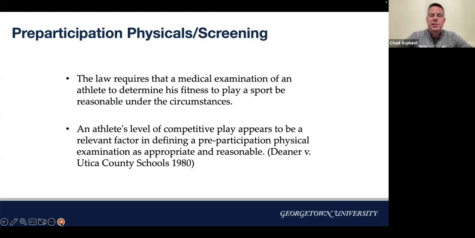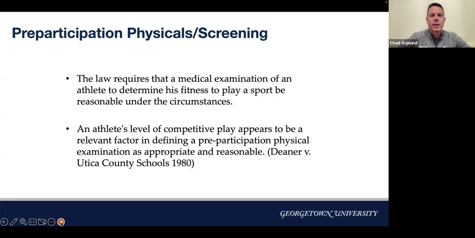So PPEs, pre-participation screening. Having been a sports medicine physician for a long time, you end up doing a ton of PPEs, and some days in the middle of PPE number 123, you're wondering, why are we doing these? Should we even do them? Well, the law requires that a medical examination of an athlete to determine fitness to play be conducted, but be reasonable under the circumstances. And what that differentiates is that the level of competitive play is a relevant factor in defining what is the standard for a PPE.